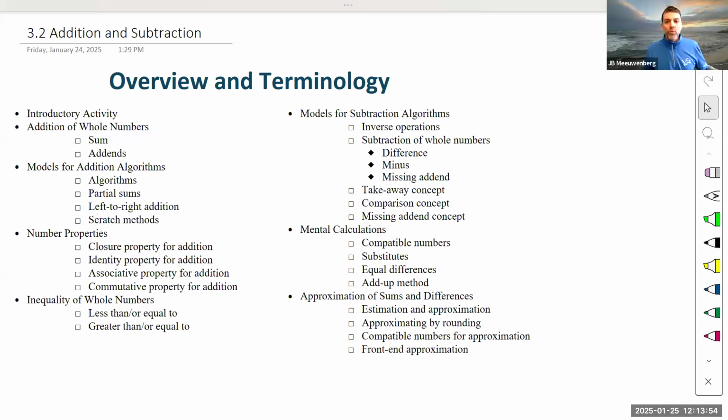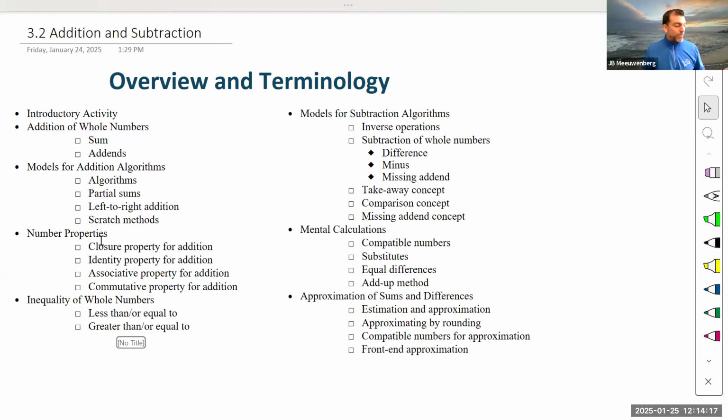So let's take a look at the overview and the terminology of what we will be looking at here. There's a lot here, as you can see. We're going to start with a little introductory activity. We'll talk about some terminology associated with addition, like sum and addends. Look at different models for addition algorithms. What is an algorithm? Partial sums, left to right addition, scratch method, right? So different ways that people might do it.